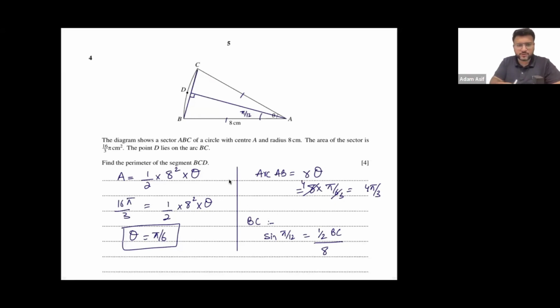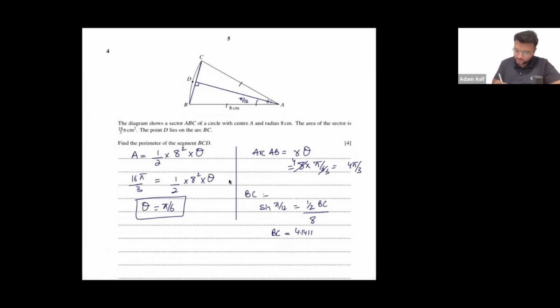So sine pi by 12, multiply by 8 times 2. You get BC length as 4.1411. So now the perimeter will be arc BC plus the length BC, 8.33. Okay, that is the working for question number 4.